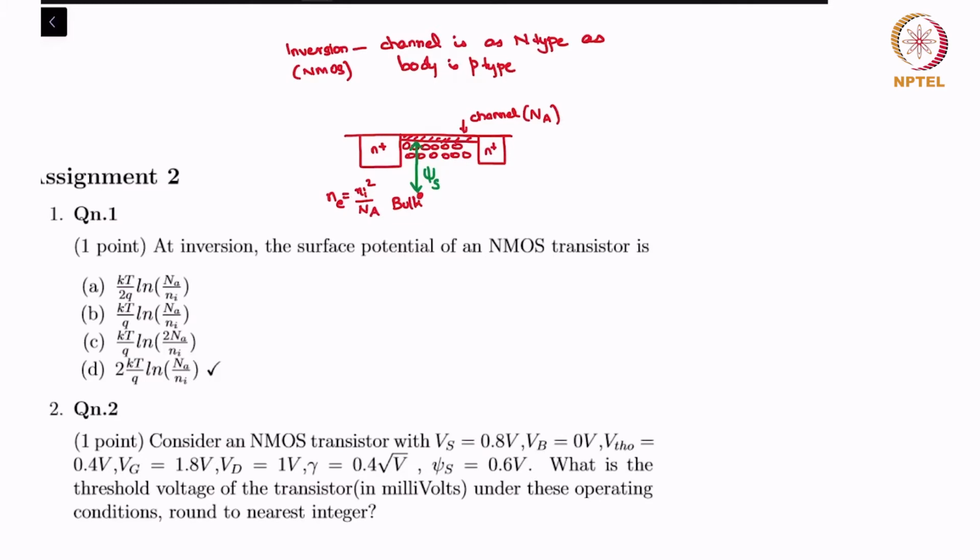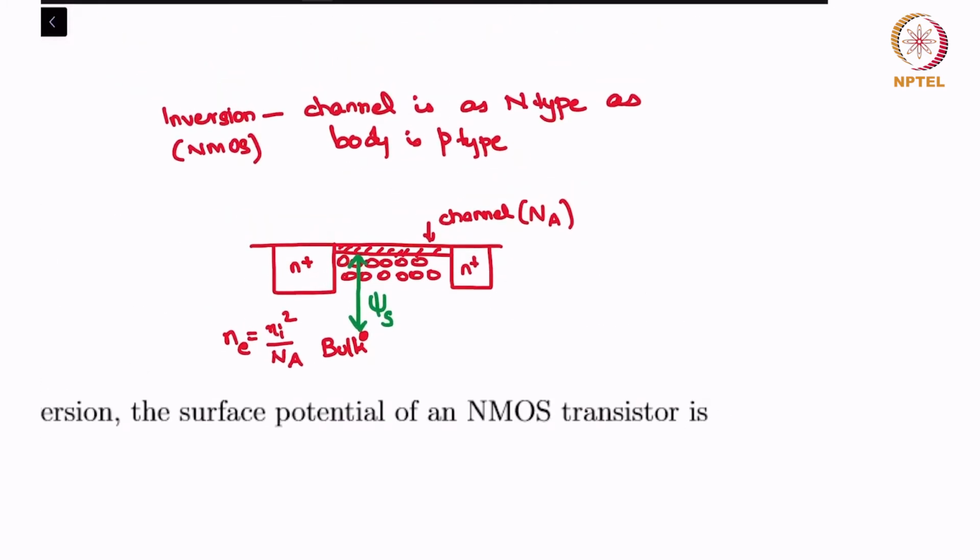So let's look at question 1 of assignment 2, where we are asked what the surface potential of an NMOS transistor is at inversion. Inversion is defined as the point at which the channel is as n-type as the body is p-type. Therefore, at inversion the channel carrier concentration is Na, and since the bulk is p body and electrons are minority carriers, the concentration is the intrinsic concentration squared by Na.